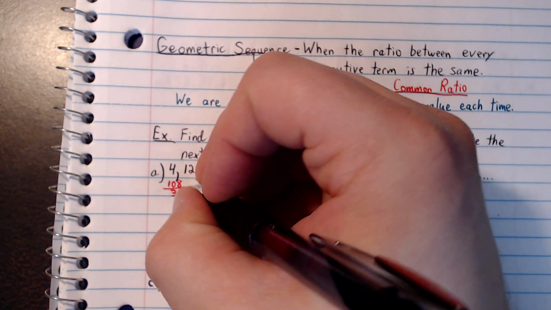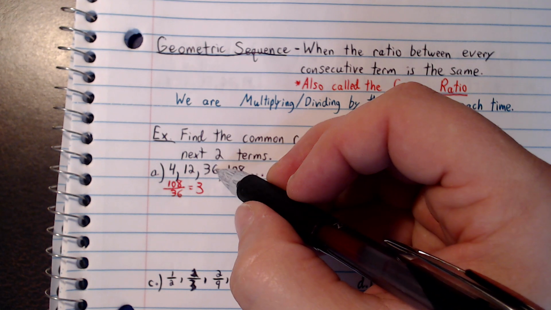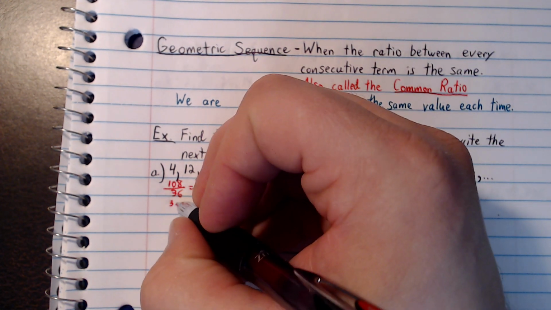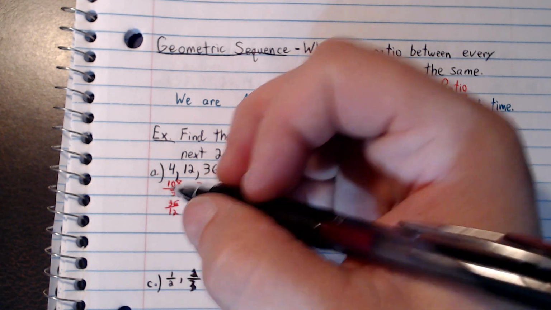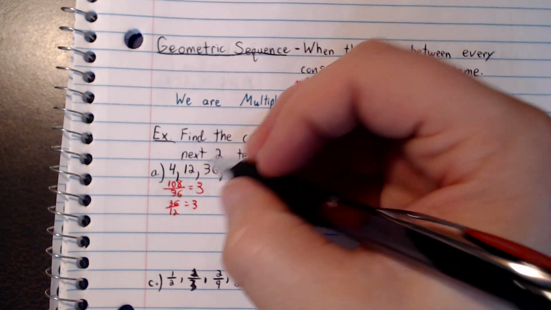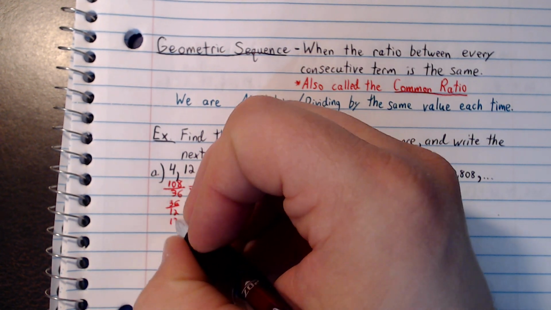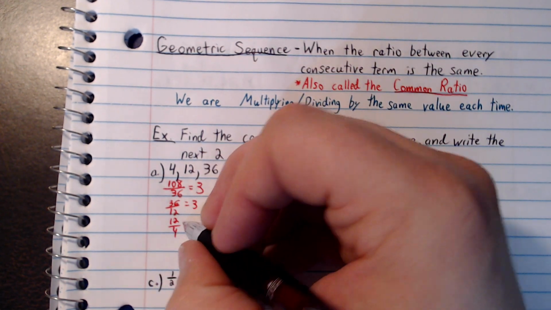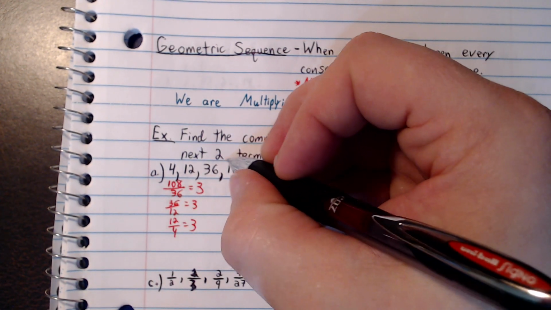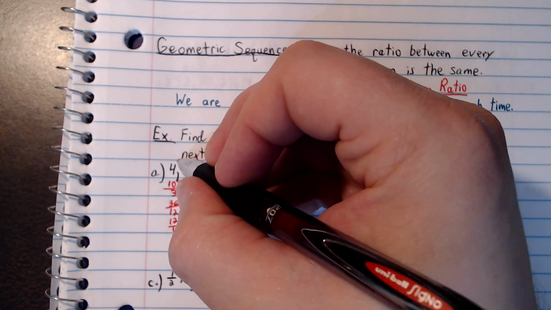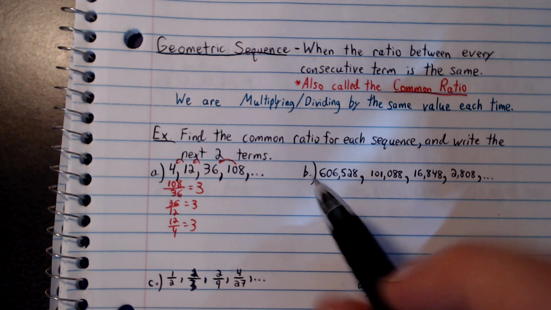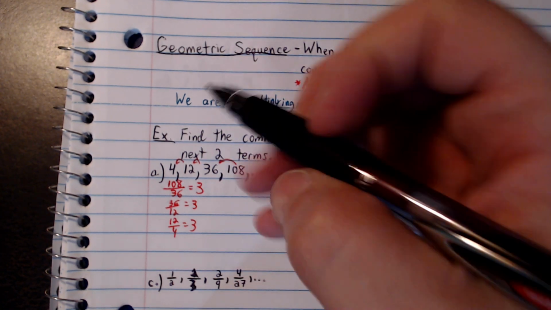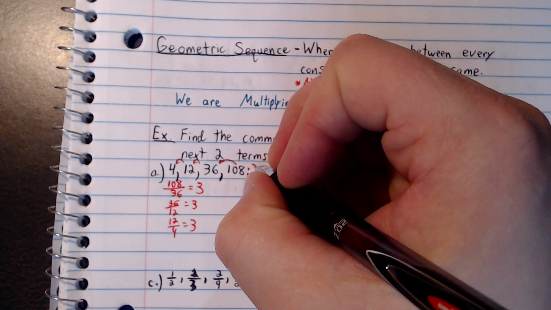And I got 3. Then I'm going to check between 36 and 12. So 36 divided by 12, also 3. And I continue backwards. 12 divided by 4, it's also 3. So when I divided each of these terms, it seems that I was multiplying by 3 every time. So if I want the next two terms, I'm going to be multiplying by 3.